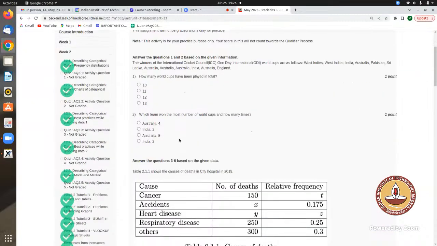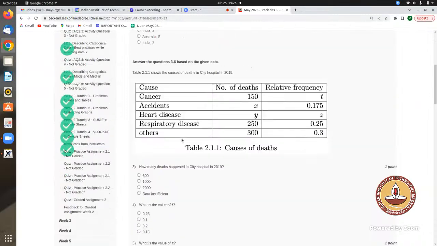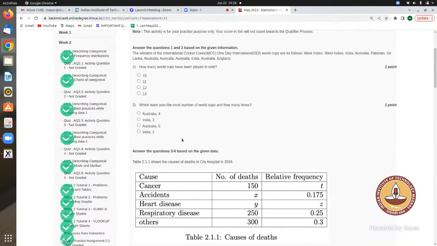N minus 1 is, see, generally there are two categories: one is population standard deviation, one is sample standard deviation. I'll give you the idea behind that subtraction of one. Population means a huge population, for example the number of voters in India. This is a huge number, a huge population.